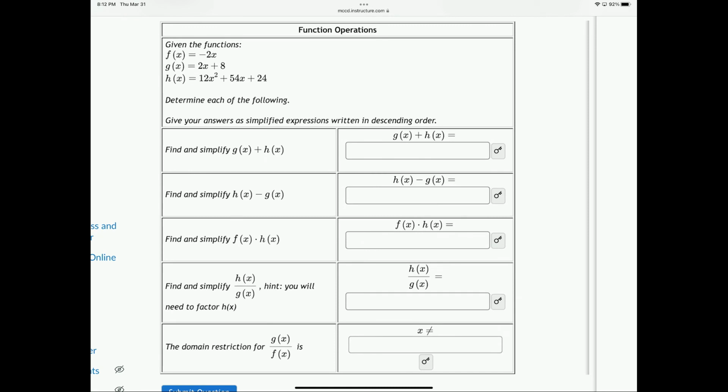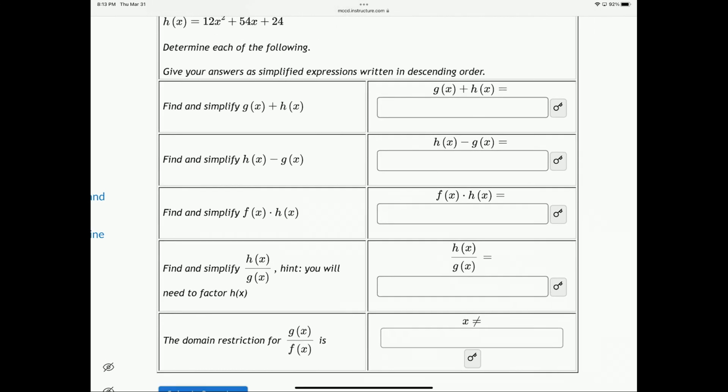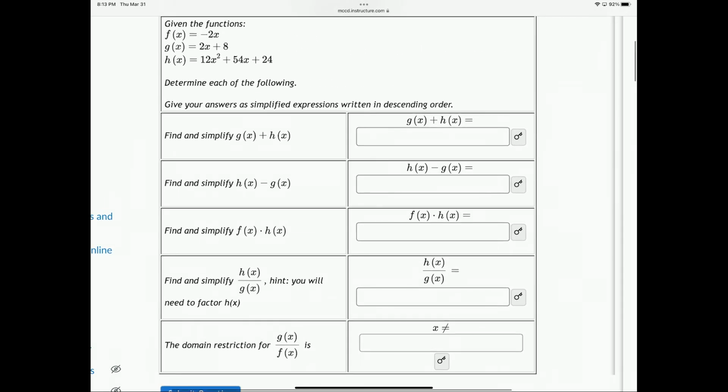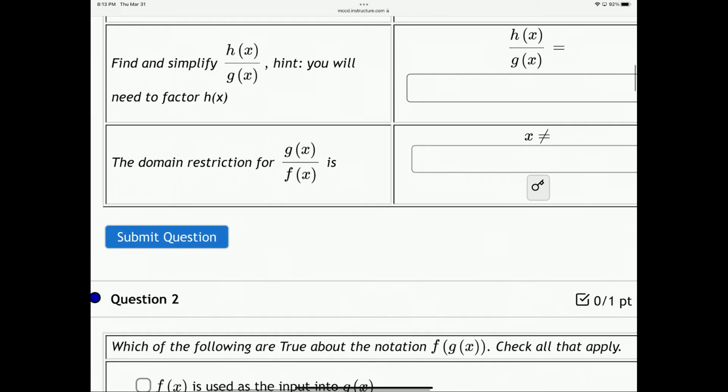So one thing that people had trouble with on this homework assignment was understanding what was going on here. Notice that these all say find and simplify. So they did expect you to simplify these. For example, the one that says find and simplify h over g. Hint, you will need to factor h. That's a little bit tricky.